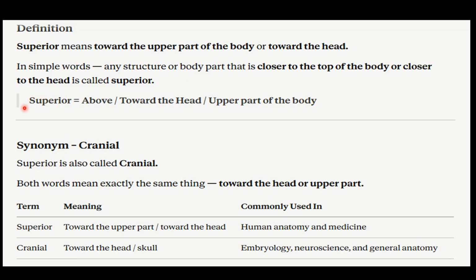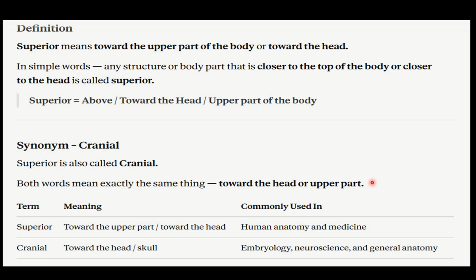Now let's conclude this. The conclusion is very simple. Superior means above, toward the head or upper part of the body. Now, as we learned about the synonym for anterior and posterior, similarly, we have a synonym for superior also, that is cranial. So superior is also called cranial. Both words mean exactly the same thing, toward the head or the upper part.